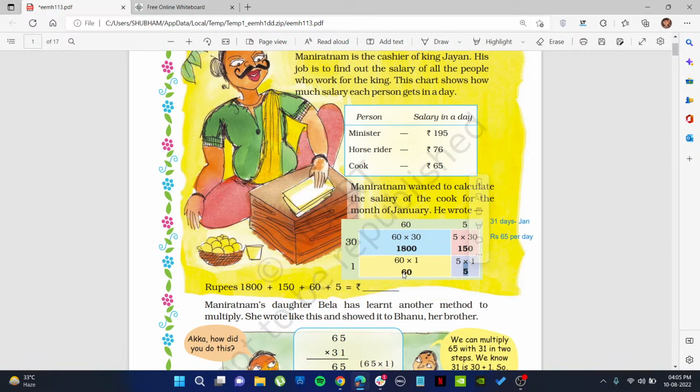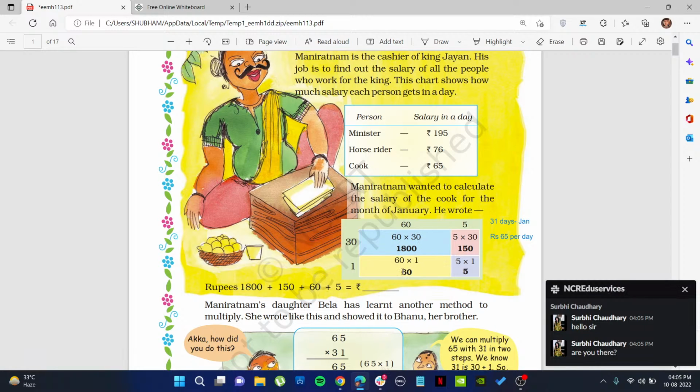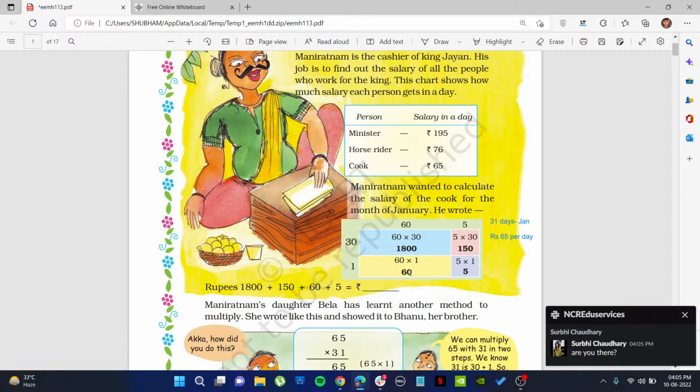So in one single day the total amount would be 65, but here we have to calculate for the whole month of January. Okay, and how we are going to calculate? By adding the whole amount. Okay, just give me a second.